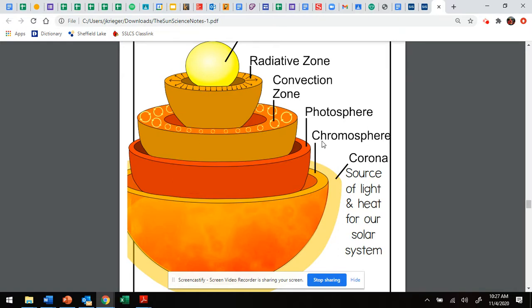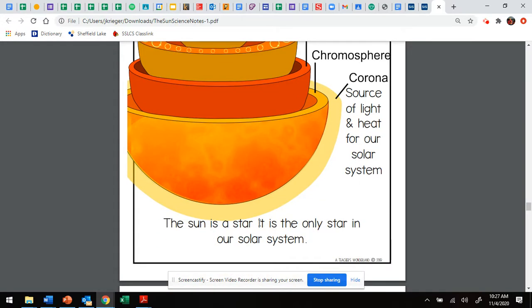Outside the photosphere, let's look at the next layer. It's pronounced chromosphere. Chromosphere. Then way outside, I tell kids every year, it's kind of like a halo. If you know what a halo is on an angel, it's kind of like the outer rings that you see. It's called the corona, and that's the source of light and heat that we can see.